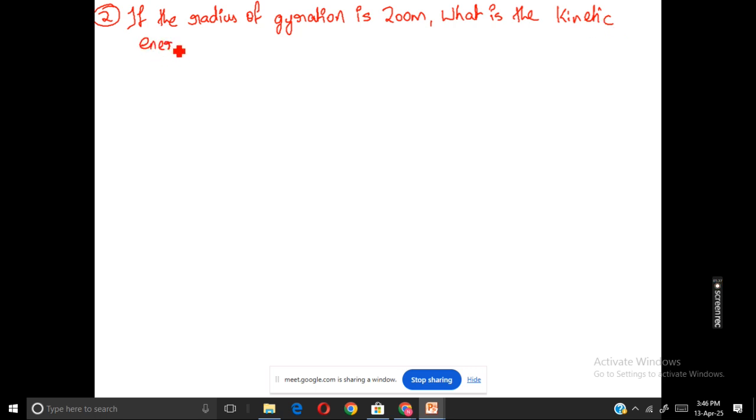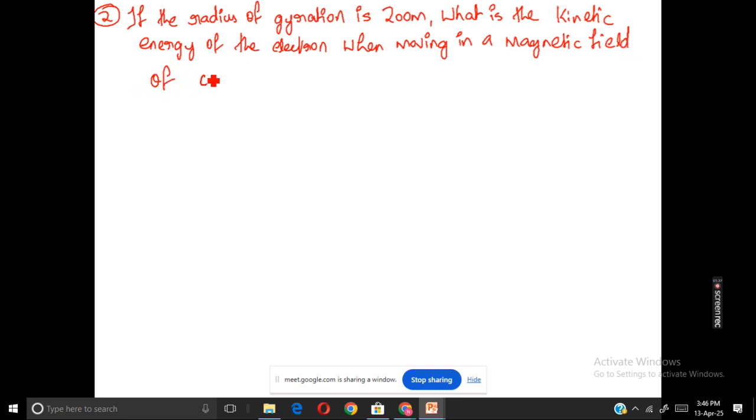If the radius of gyration is 200 meters, what is the kinetic energy of the electron when moving in a magnetic field of 0.5 into 10 raised to minus 4 Tesla.